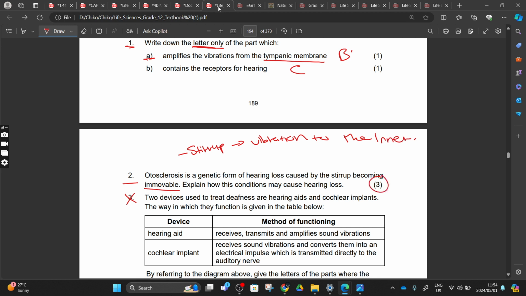3 marks there. So when you are going to explain how this comes about, because the stirrup is immovable, the stirrup will not be able to move, will not be able to exert the vibration to our oval window, and then the oval window won't receive that vibration, so that the vibration will not go on its path via our pressure wave. We call them pressure waves. And then from pressure waves, our organ of Corti won't be stimulated, right?